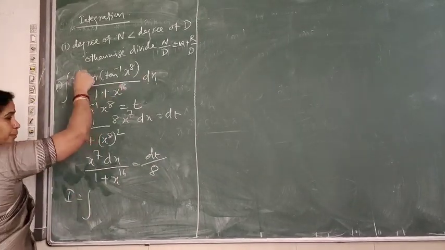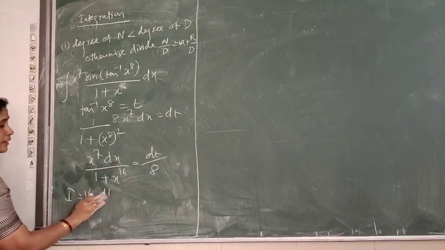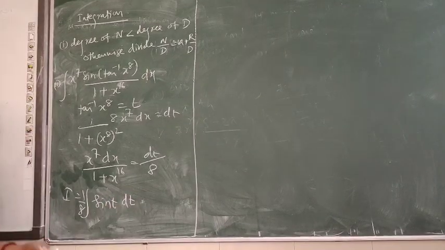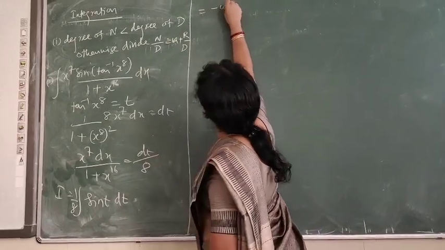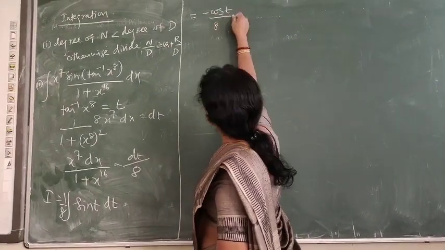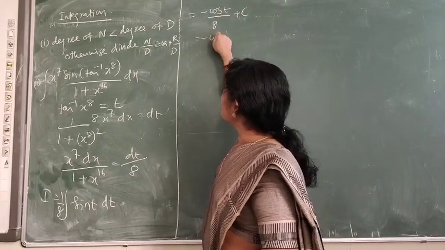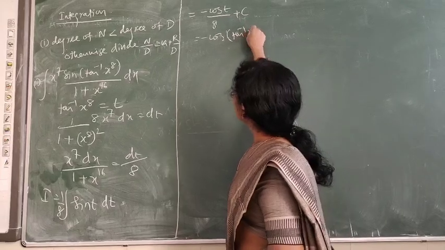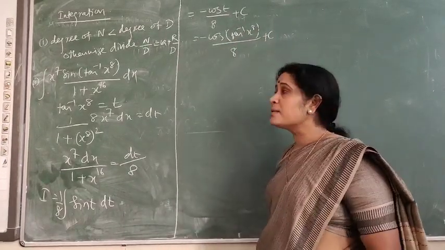Now I equals the integral. This entirely becomes dt by 8. I am taking out 1 upon 8, and then sin t into dt. Sin t integration, you know about it, is equal to minus cos t the whole upon 8 plus c. Don't forget to add this c. So that is equal to minus cos of tan inverse x^8 the whole upon 8 plus c. So this is called the substitution method.